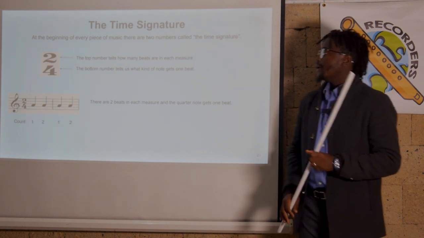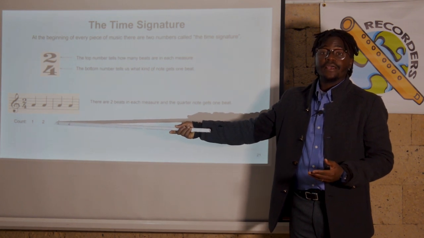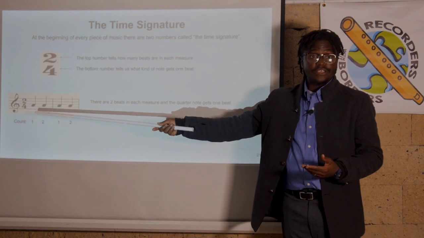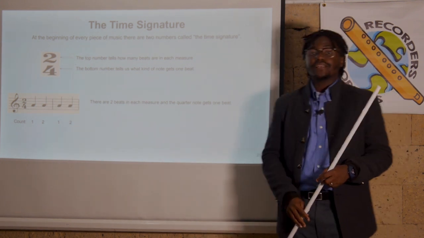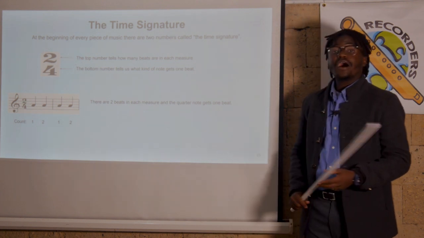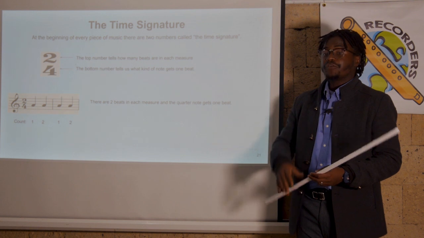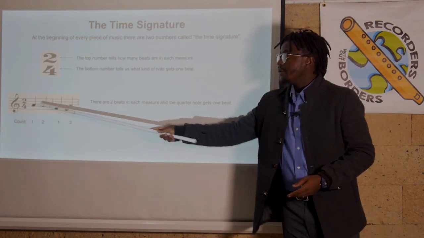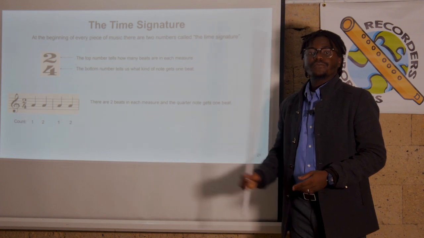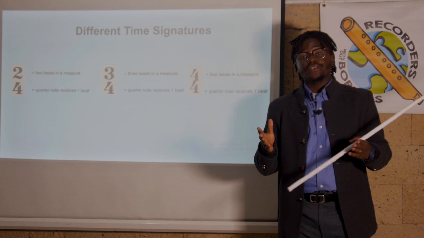For example, now let's look at this complete music staff that has a measure, and it also has a time signature. Now, when you look at the time signature, it's still 2, 4. That means we're going to have 2 beats repeatedly. For example, 1, 2, 1, 2. I want us to highlight and look at different time signatures.